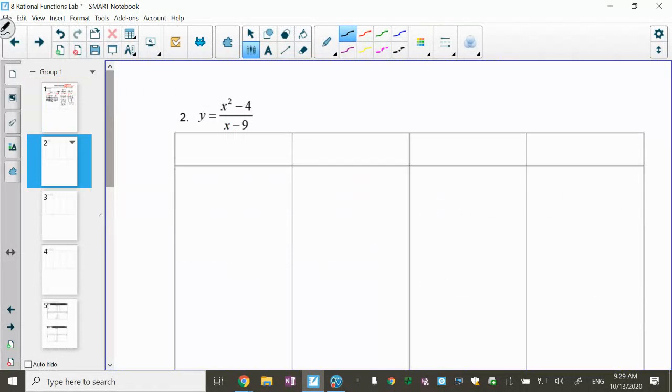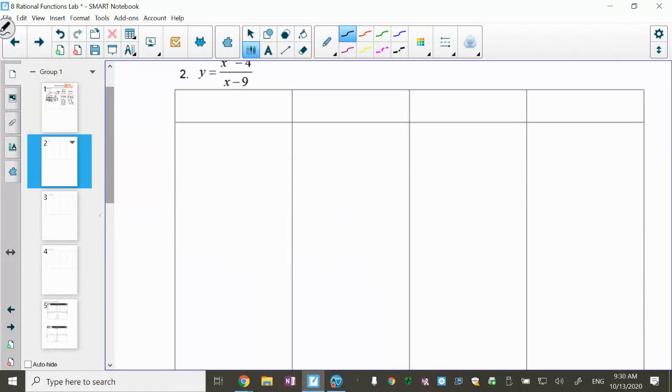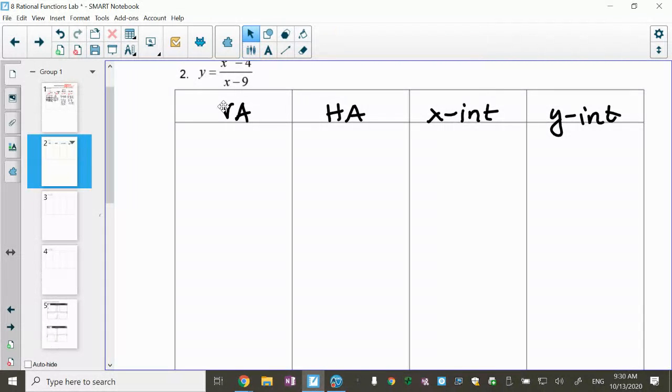The next one. Okay. So let's get this set up. I always do vertical asymptote, horizontal asymptote, x-intercept, y-intercept. And when I put you on that, I'm going to ask you to do that. I'll even set up the table for you. I don't care. But you need to know the 4 things that we're looking at.